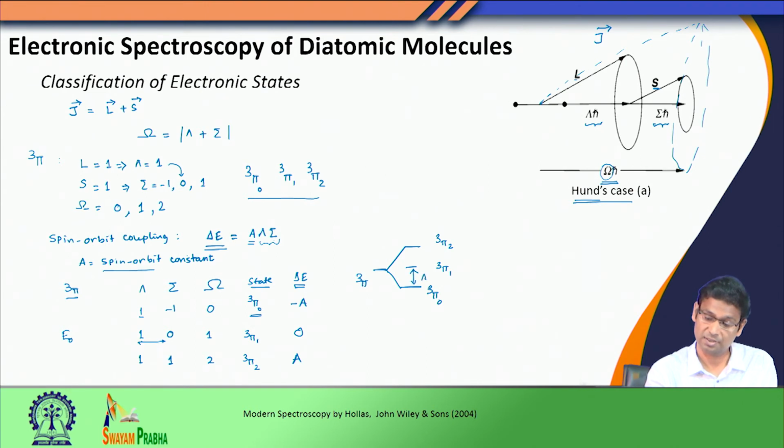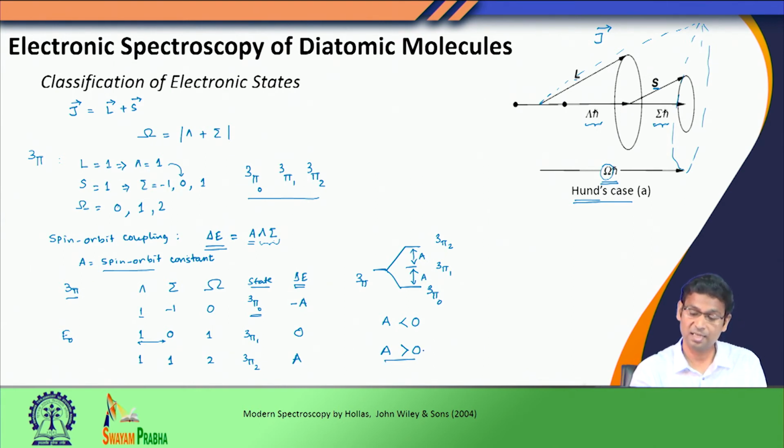So, this becomes A. This is the spin-orbit splitting, a spin-orbit constant in this case. So, the energy of triplet pi 0 is lower, but this is true only in one situation. You see, the value of the spin-orbit coupling constant A can be greater than 0 or less than 0. When it is greater than 0, of course, the situation that we described here makes sense, because in this case the lowest omega value is low lying.